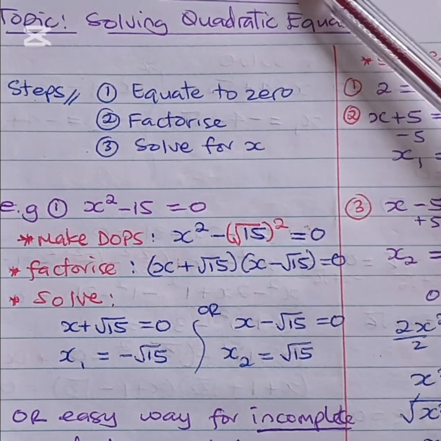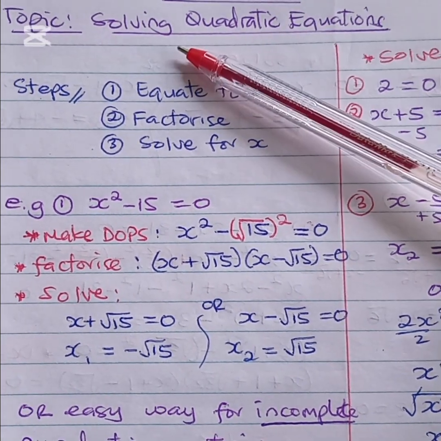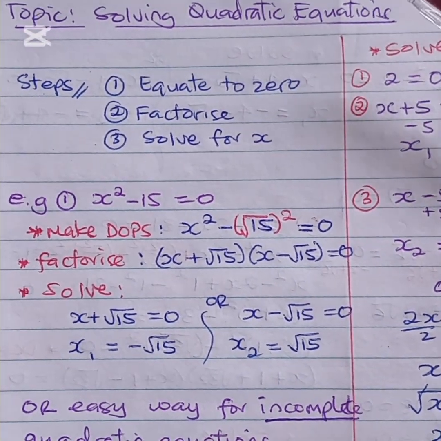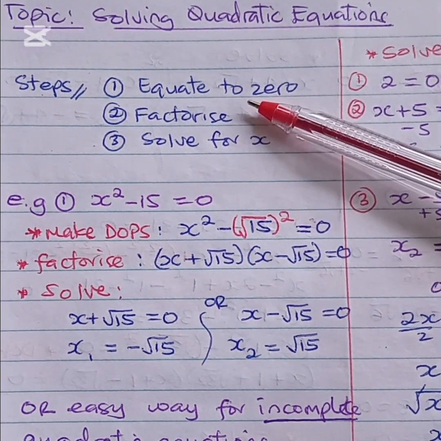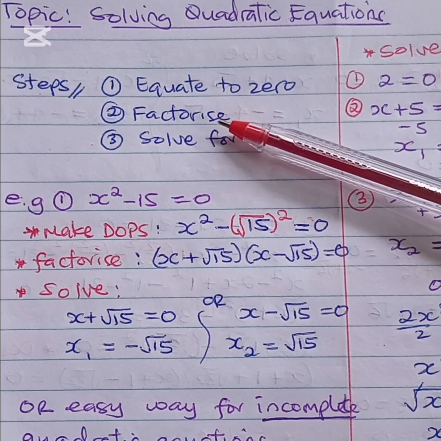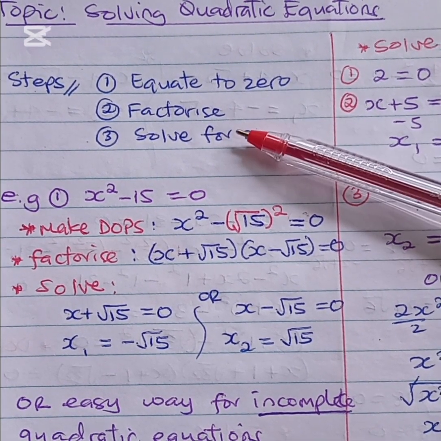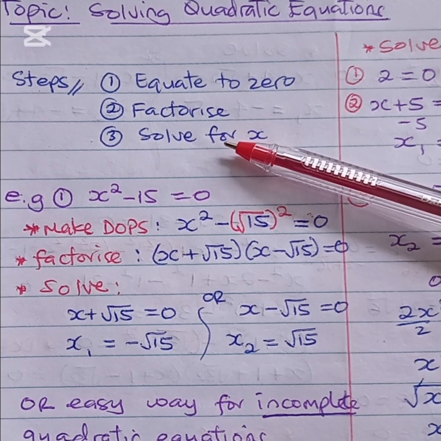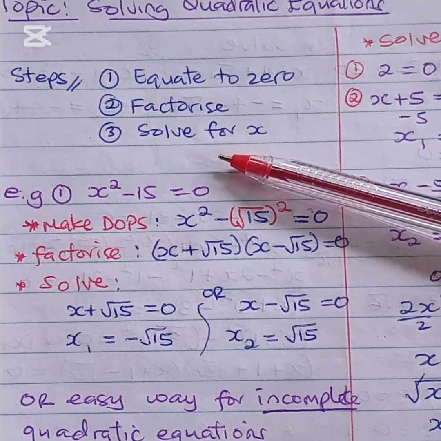So today we're going to talk about solving quadratic equations. Take note, we are solving, meaning we are looking for the values of x. And these are the three steps. First, we equate the expression to 0, and then we factorize and we solve for the x values.